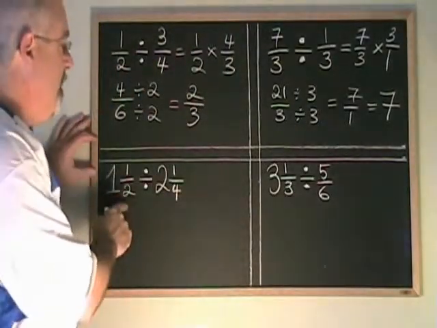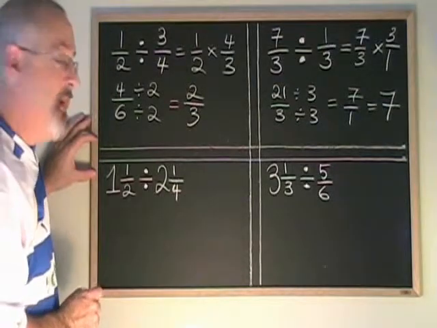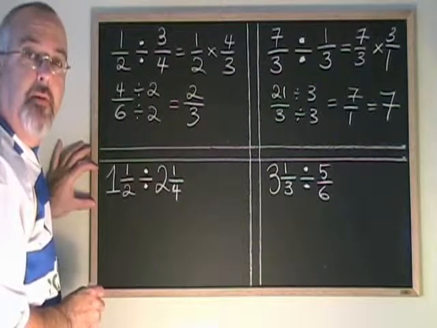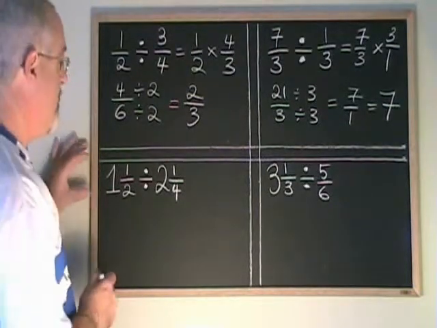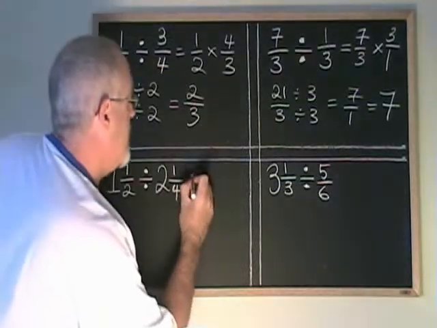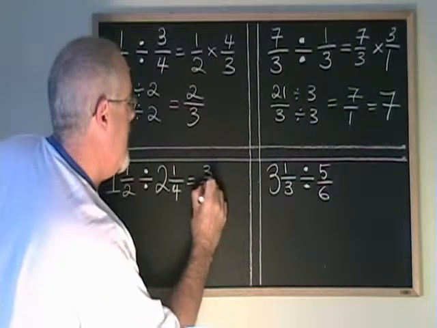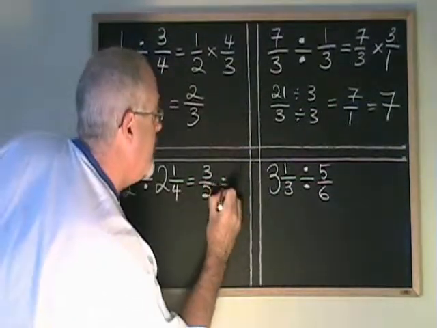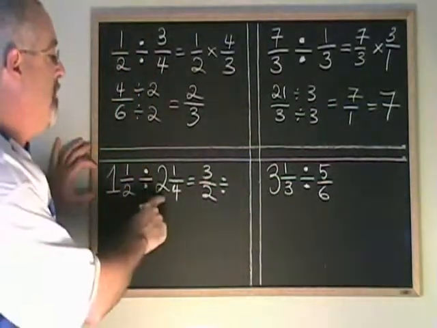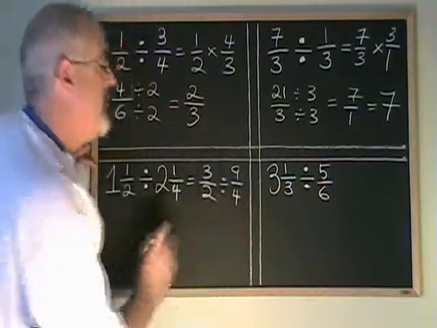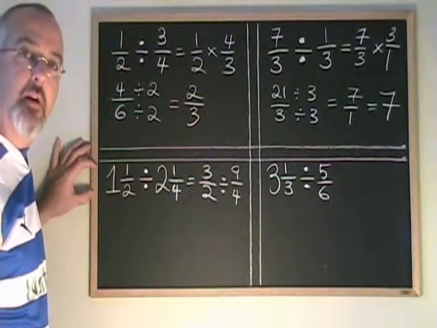Here we have two mixed numbers. So the first thing I'm going to do is convert the mixed numbers into improper fractions because that makes the division easier. 1 times 2 is 2, plus 1 is 3, so this becomes 3/2. 1 1/2 is equivalent to 3/2. 2 times 4 is 8, plus 1 is 9. The second fraction becomes 9/4. Now I have 3/2 divided by 9/4.